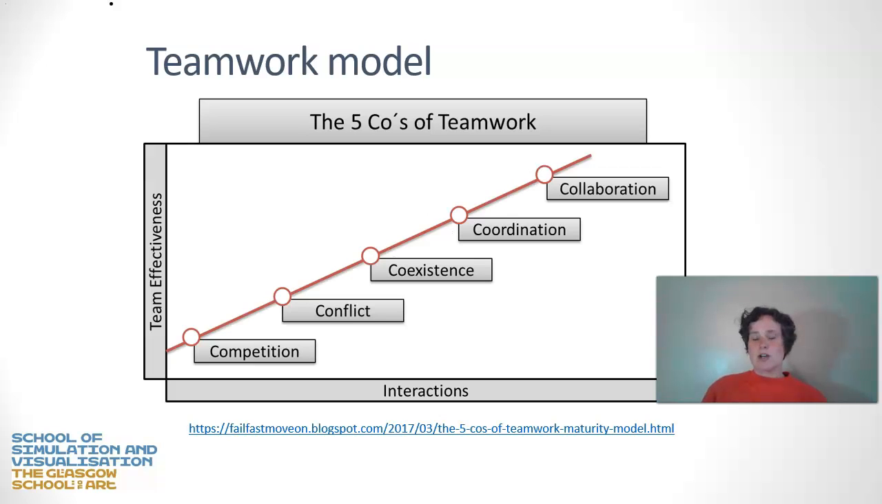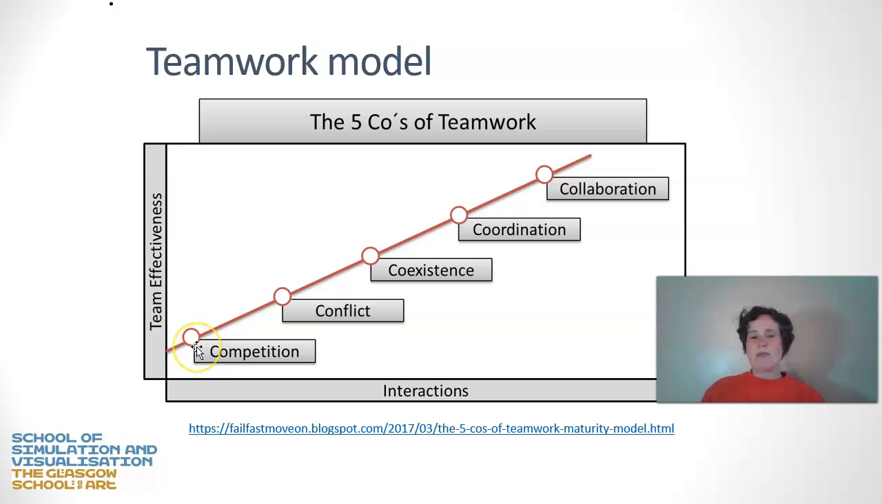There are other models of teamwork, and this one's called the 5 Co's, and there's a link down here if you want to read more about that. So again, it's plotted here, but this time it's team effectiveness here against the interactions along the bottom axis. So down here you've got competition. Again, it's the least effective way of working in a team according to this model.